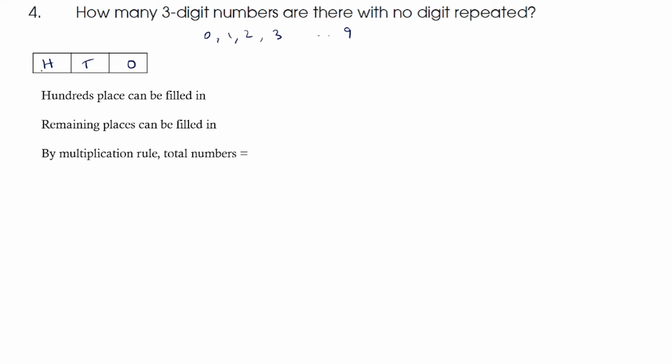Now the hundreds place can be filled in 9 ways, because we cannot include 0. If we include 0, then it will become a 2-digit number. So the hundreds place can be filled in 9 ways. Here the digits should not be repeated, so the remaining 2 places can be filled using the remaining 9 digits. So the remaining places can be filled in 9P2 ways.